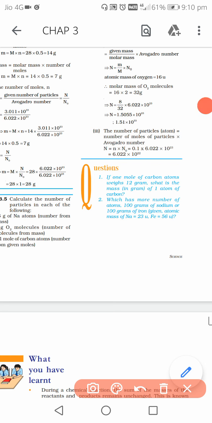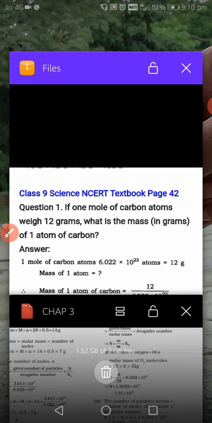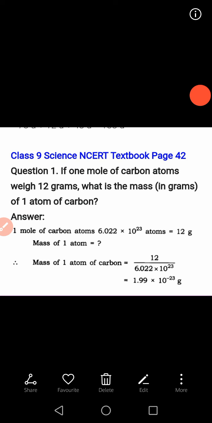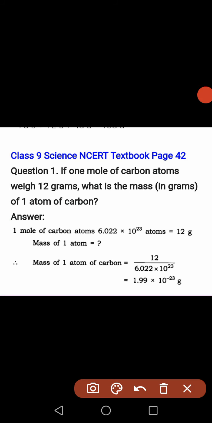For these two questions, question number 1 and 2, I have the answer with me. Number 1: it is given that 1 mole of carbon atoms weighs 12 grams, because we know that the mass of one carbon atom is 12 u. You are asked to find the mass of one carbon atom, but not in u, in gram. Simple one, we will use the unitary method.